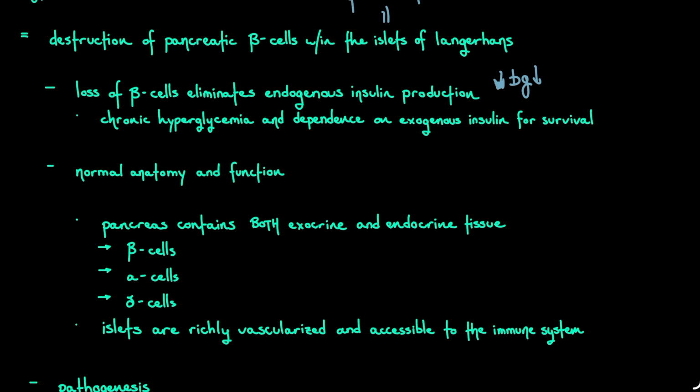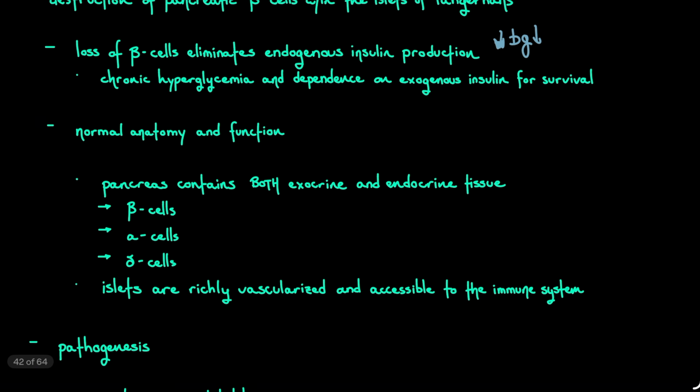So chronic hyperglycemia will follow, and dependence on exogenous insulin is mandatory. Obviously, if this is not maintainable, this is something that will need intervention at some point. So we need to have some sort of insulin pumped in or injected at some point. But what is normally occurring here? The normal anatomy and function.